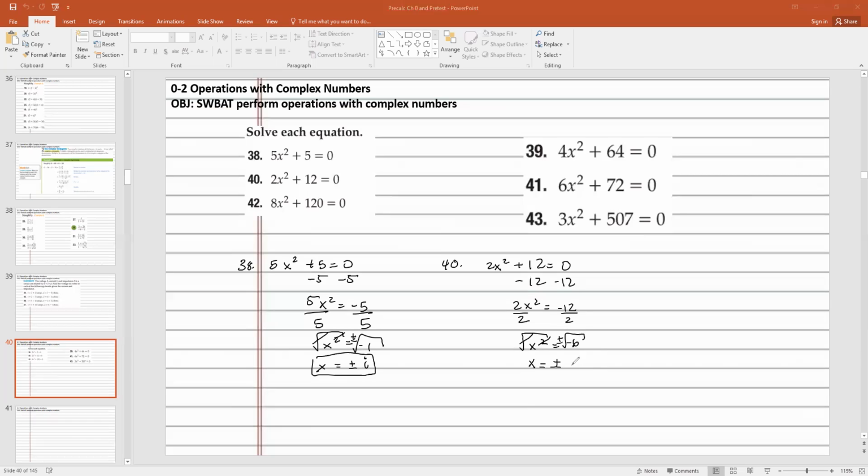And so this is technically -1 times 6. -6 is -1 times 6. And what's the square root of -1? That's i. So here you would get x equals plus or minus the square root of 6, and that square root of -1 becomes i. And the i always comes last. So it's just the way we write it.